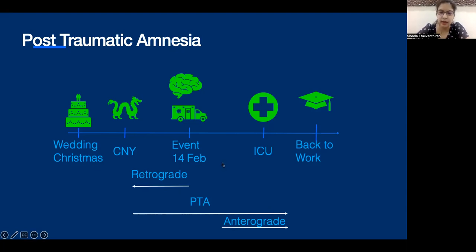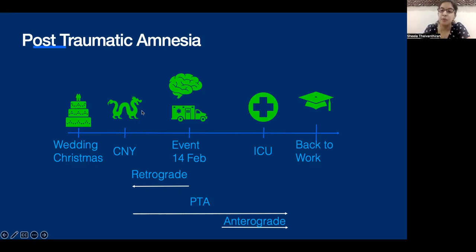anterograde amnesia. Now, most patients, as they recover, you can see that they will have some memory coming back. This time frame will become shorter and shorter until most of the time they don't quite remember the event. They start remembering islands of memory. They may remember what they did around this time, but they cannot remember what time they went to their family's house.